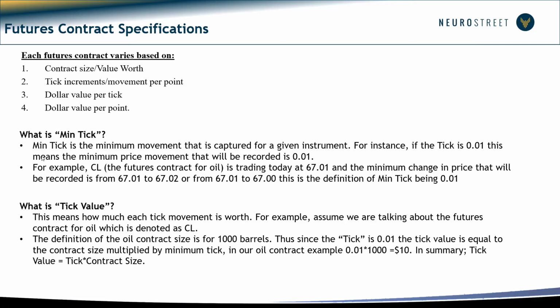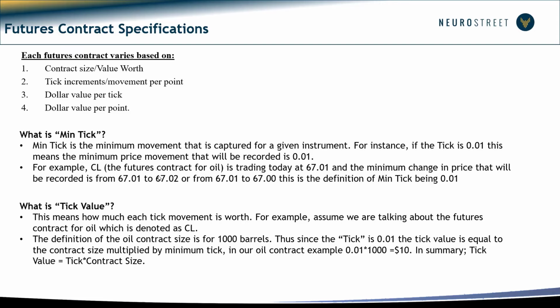I'll read this example here. The minimum tick is the minimum movement that is captured by an instrument. If the tick is 0.01, this means the minimum price movement will be recorded as 0.01. An example here for crude: the futures contract for oil is trading at 67.01. The minimum change in the price that will be recorded is from 67.01 to 67.02. This is the definition of a minimum tick of one.